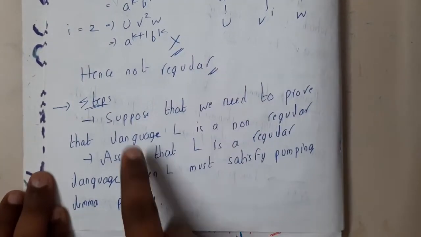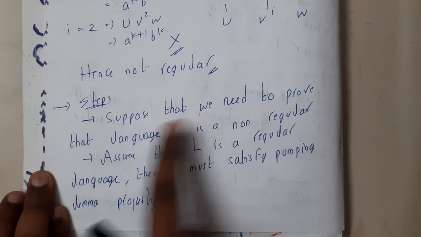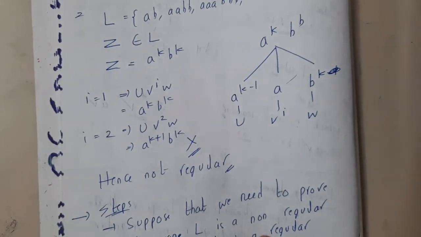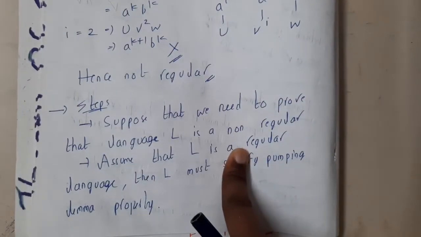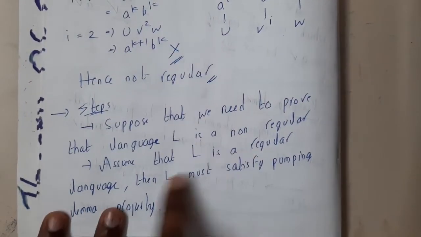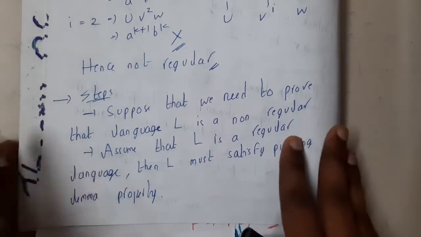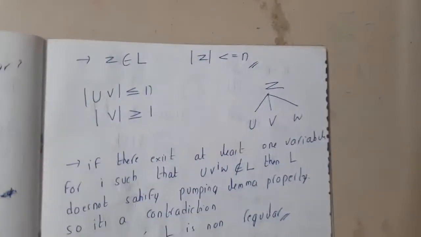The steps are: suppose that we need to prove that language L is not regular. Assume that L is regular. At the initial stage, we will think that it is regular. We already know that it is non-regular, but we assume that it is regular. Then L must satisfy the pumping lemma property.